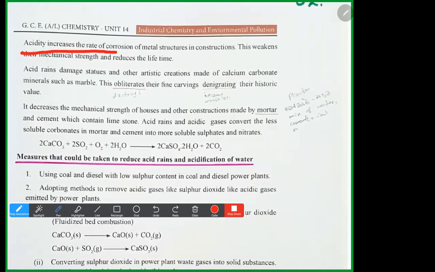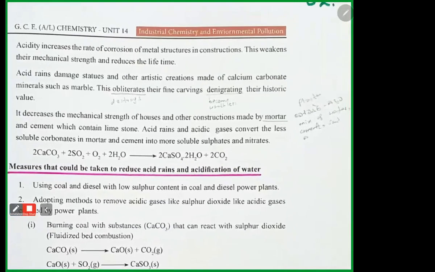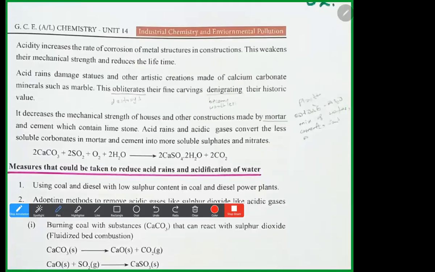Acidity increases the rate of corrosion of metal structures in constructions. This weakens the mechanical strength and reduces the lifetime. Acid rains damage statues and other artistic creations made of calcium carbonate minerals such as marble. This obliterates, like destroying, their fine carving. Denigration means it has become worthless.